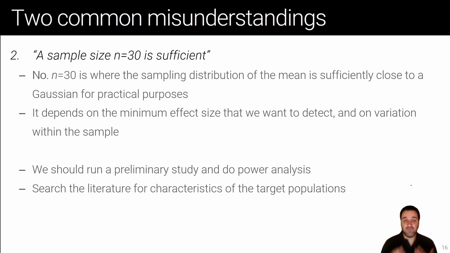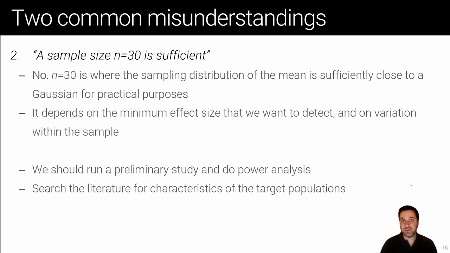What should we do? First of all, try and run a preliminary study and do power analysis. We will see what power analysis is in a few videos. But the idea is that we should try and collect a little bit of data first to get a sense of what the data looks like. And based on that, make a decision as to how many observations we are going to need to be more certain that we detect a certain effect.